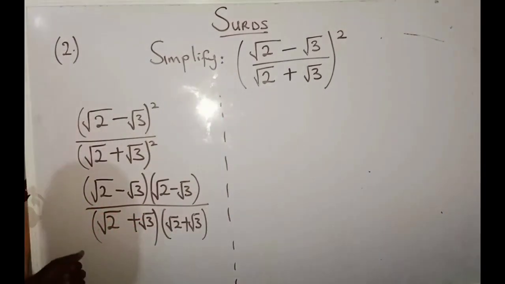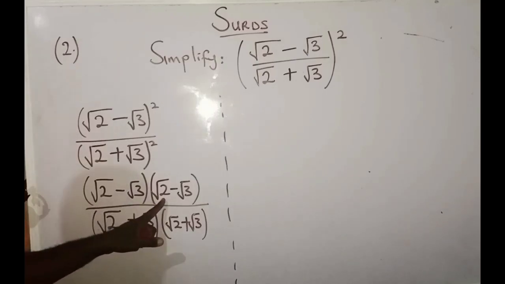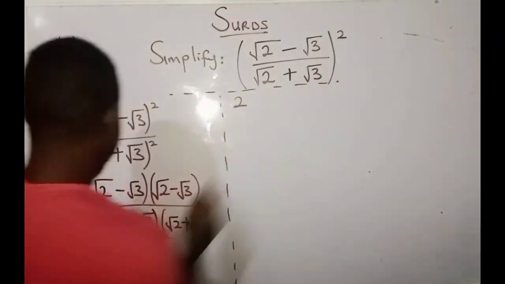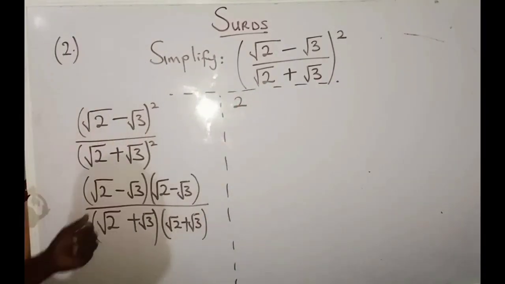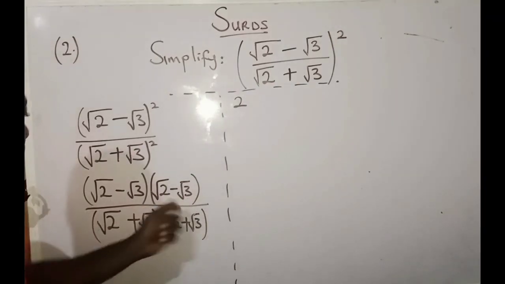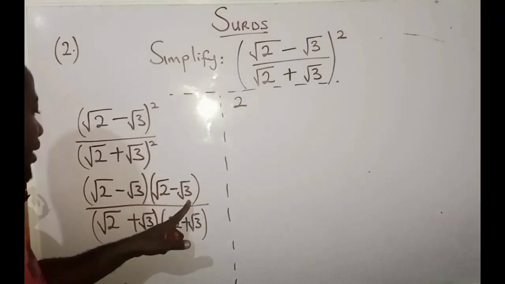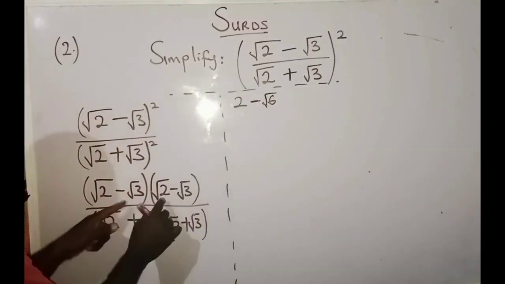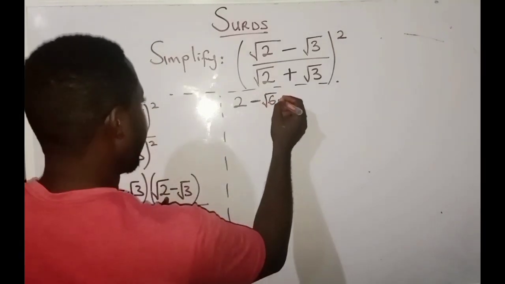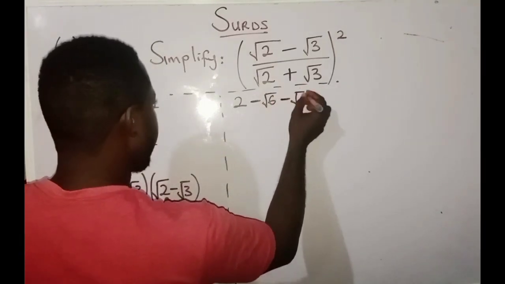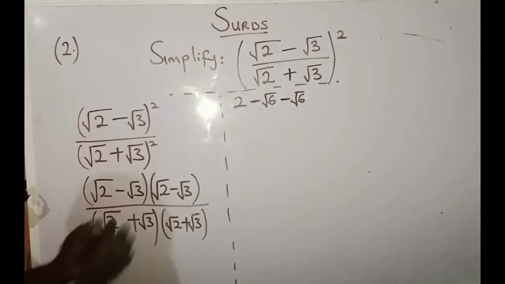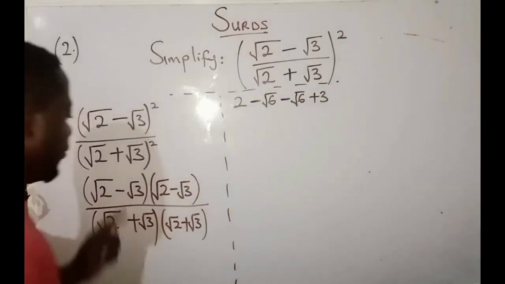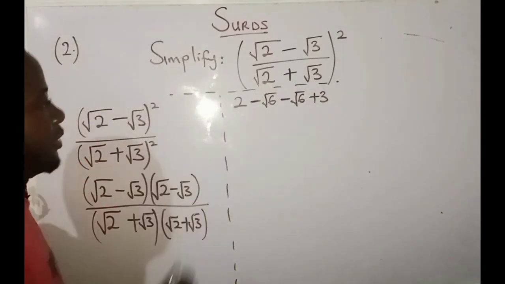Okay. Now we can now say root 2 multiplied by root 2, that's going to give us 2. Then root 2 multiplied by minus root 3, that is going to give us minus root 6. Then minus root 3 multiplied by root 2, that's going to give us minus root 6. Then minus root 3 multiplied by minus root 3, that is going to give us plus 3. Don't forget, root 3 times root 3 will give us 3.